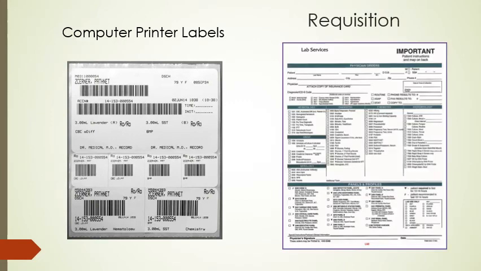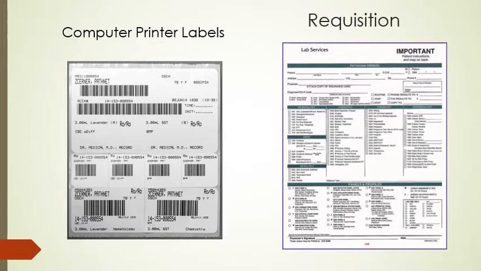So here's the difference between a computer printed label and a requisition. Once again, they're basically one and the same. They have all the same information. They just look a little different. On the left here, you see the computer printed label. You see a barcode on there, it should have their name, first and last, their date of birth, the physician name or code, their sex, their race, and if they're inpatient, also the room number and hospital name as well, like we talked about.